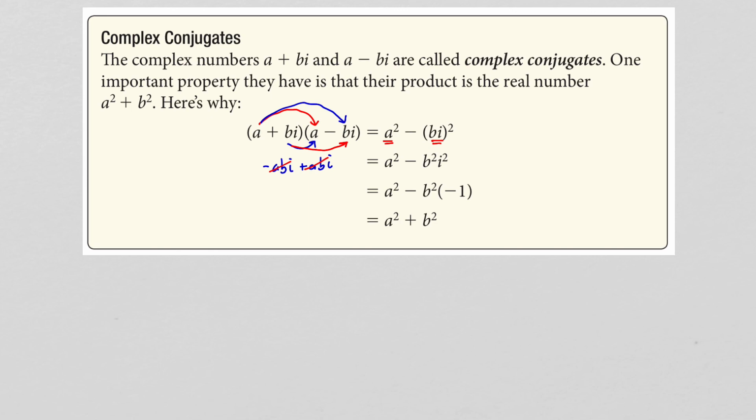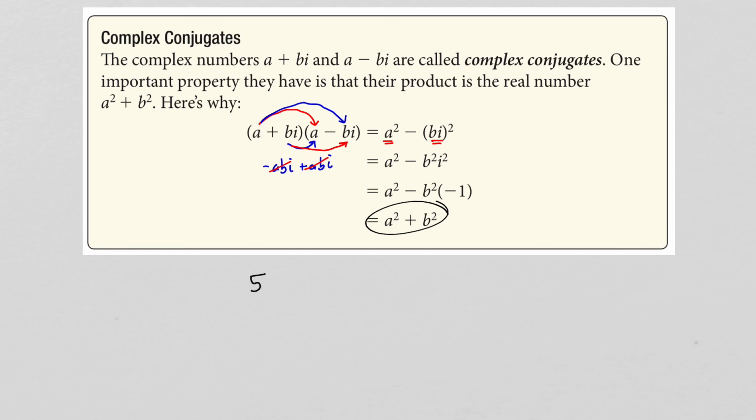Now, what happens next? Bi quantity squared is b squared i squared. i squared we know is -1, and negative b squared times -1 is positive b squared. So what does this mean? Well, it means that if you multiply complex conjugates, you can use this formula as a shortcut.